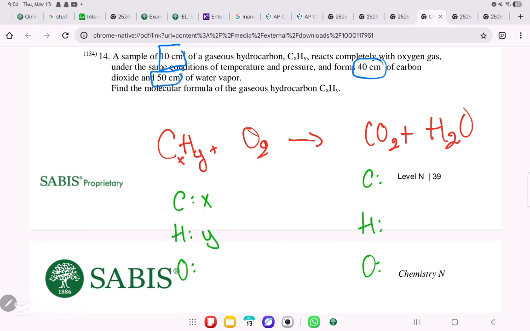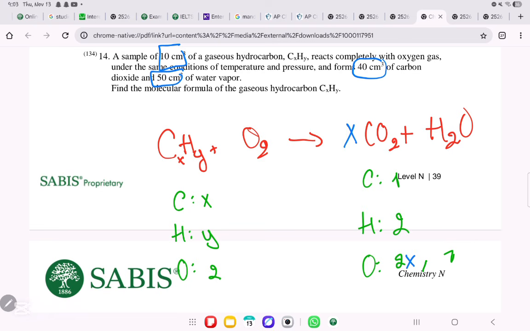I have 1 carbon, 2 hydrogen, and 1 oxygen. Okay, so how do I get 1 to become X? Very simply, I multiply it by X. If I did multiply it by X, what will happen? I will also multiply this by X. So now this is what?